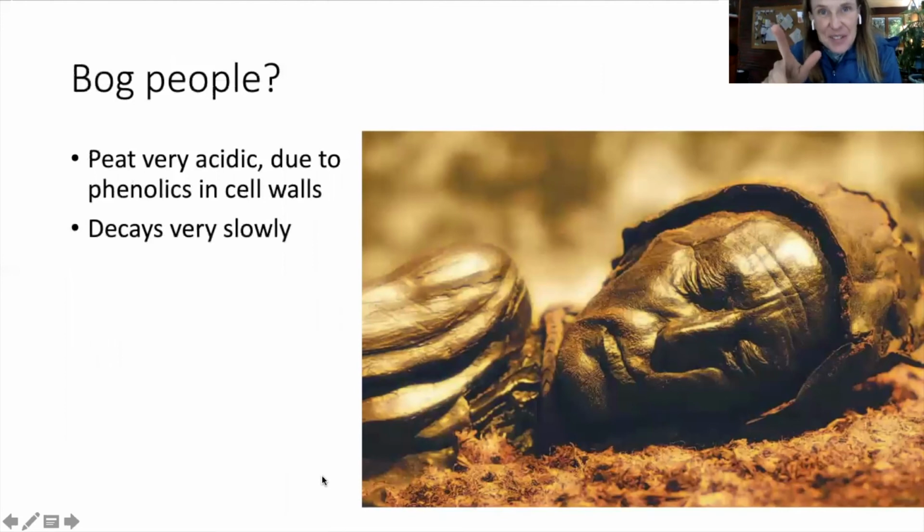And one more thing about sphagnum, bog people, right? You guys might have heard about bog people. They're always, especially in the United Kingdom where they have a lot of bogs and they've had a lot of people living there for a long time. They find people who were either put in bogs or died accidentally in bogs and were covered by peat.